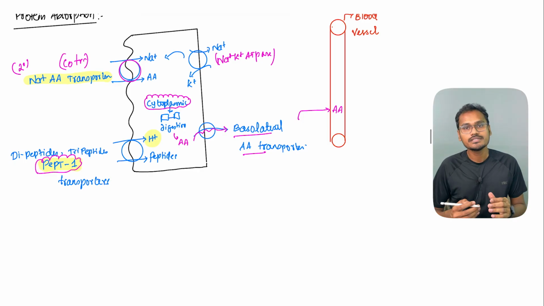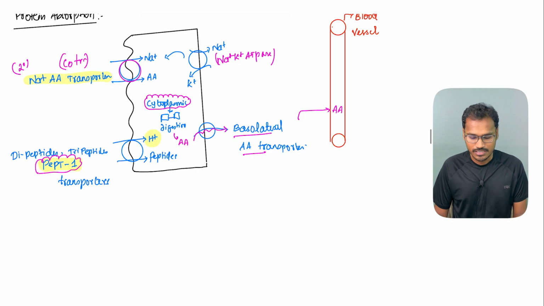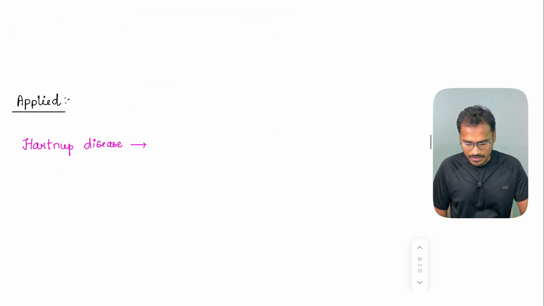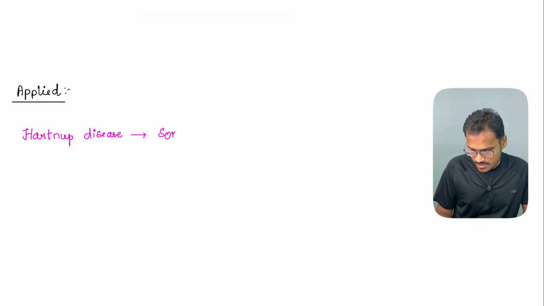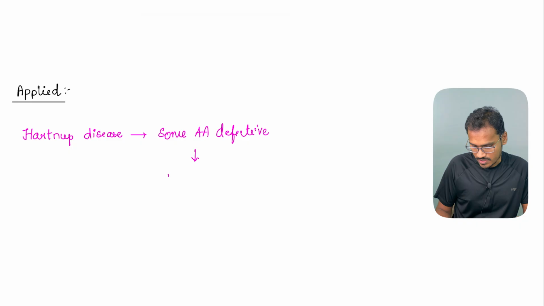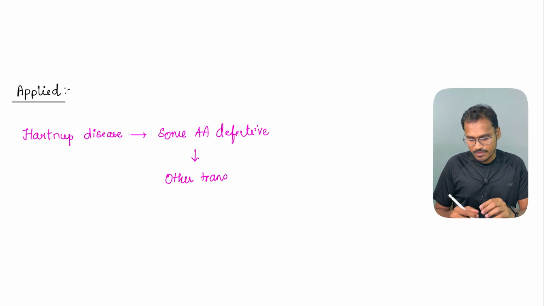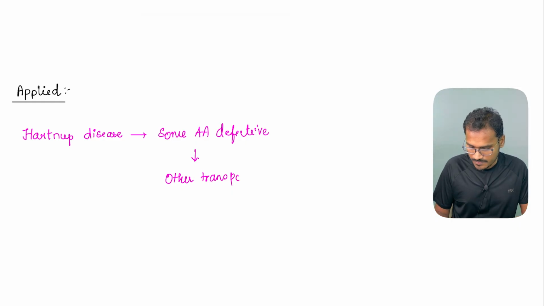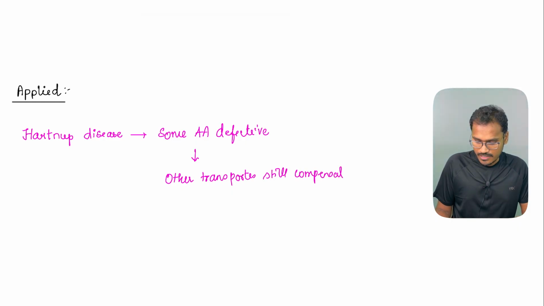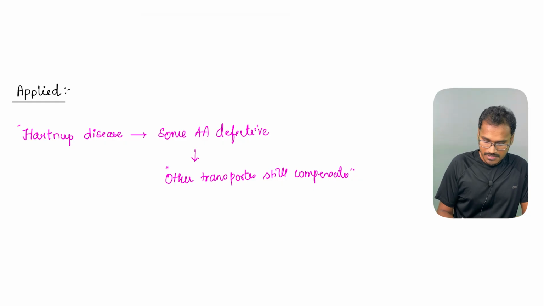Majority of the time, even in disease, the patient generally does not land up in complete amino acid deficiency, because either one of them is working. For example, in Hartnup's disease, the clinical aspect, the primary amino acid transporters might be defective, but here only some amino acid transporters are defective. But again, we have other transporters which compensate for it. Of course, this patient will have some amount of protein deficiency, but it is not that severe because other transporters still compensate. And the name of the disease is nothing but Hartnup's disease.